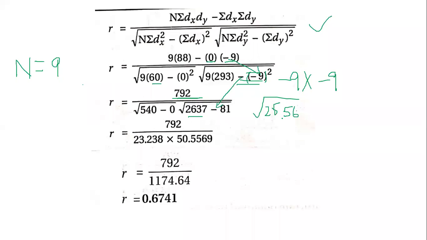So square root of 2556 will give you 50.5569. Now the last step is to multiply these two numbers, and you get 1174.64, and the R value is 0.6741. Now, while we do such problems, usually we interpret using the R value.